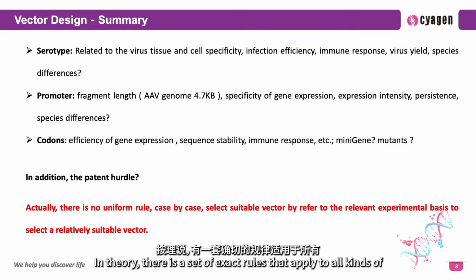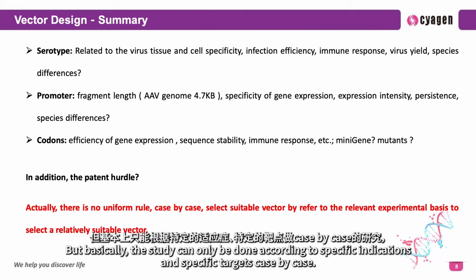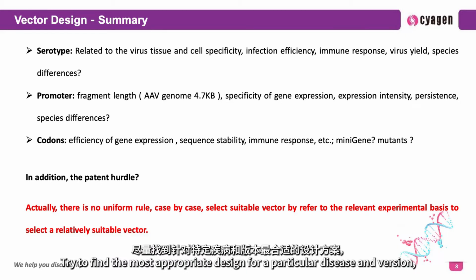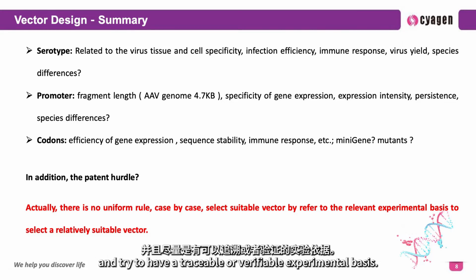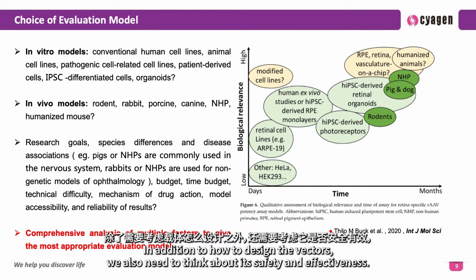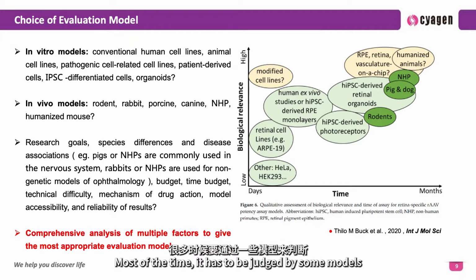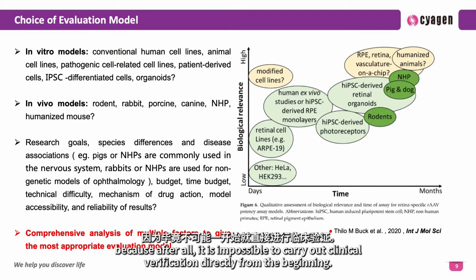In theory, there is no set of exact rules that applies to all kinds of drug development, but basically, the study can only be done according to specific indications and specific targets case by case. Try to find the most appropriate design for a particular disease and target, and try to have a traceable or verifiable experimental basis. In addition to how to design the vectors, we also need to think about its safety and effectiveness. Most of the time, it has to be judged by some models, because after all, it is impossible to carry out clinical verification directly from the beginning.